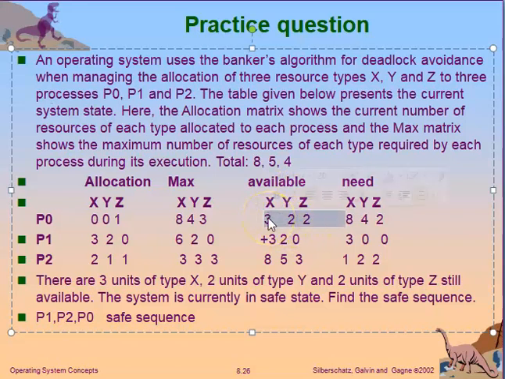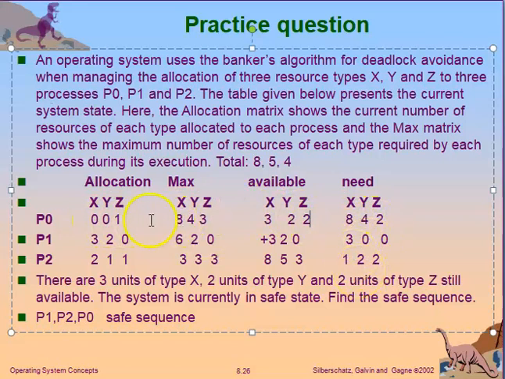How have we calculated it? We have added the allocation of all the processes and subtracted it from the maximum resources which are available in the system, and that will give us the currently available resources. Then we will find out the need of each of the processes. How will we find it? From the maximum we will subtract the allocation and we will get the need of all the processes.